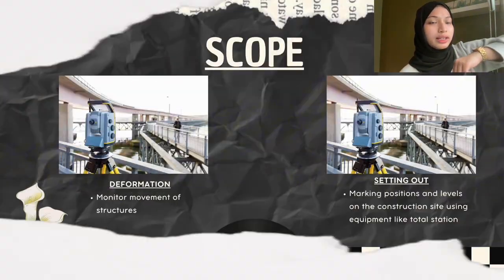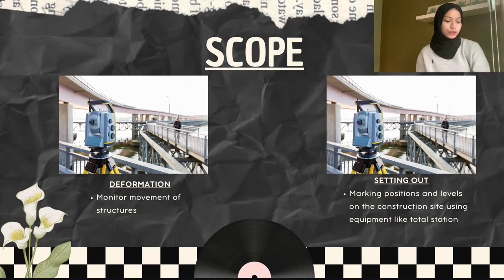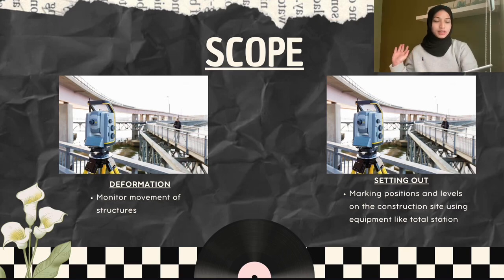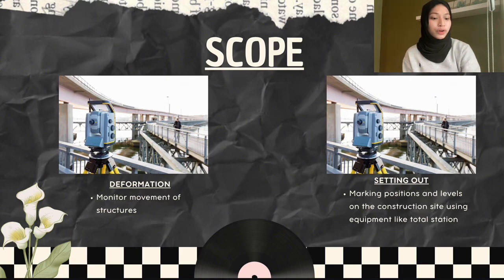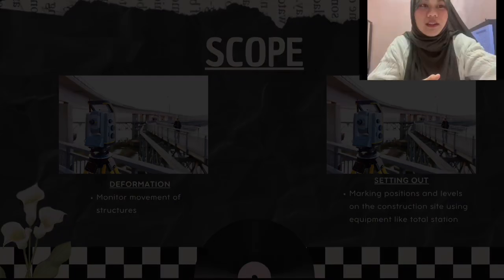And the last one is the deformation survey. Deformation survey is used to monitor movement of structures. We use the deformation survey to check a bridge or high-rise building for displacement. It is used to ensure the structural safety.